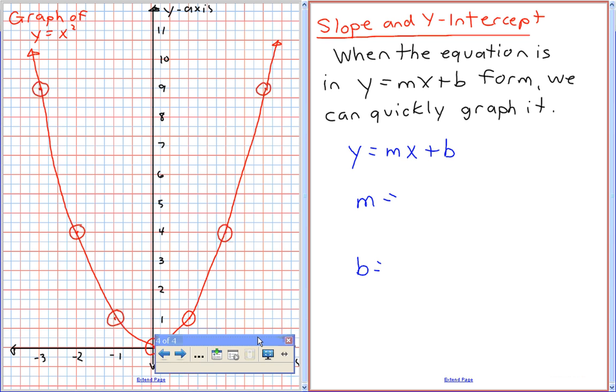Hopefully your grade 9 teachers gave you the encouragement to do this question. What was the m and what's the b? M is slope, which is rise over run.